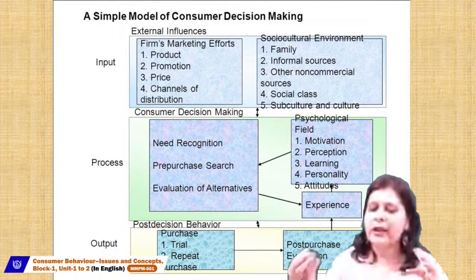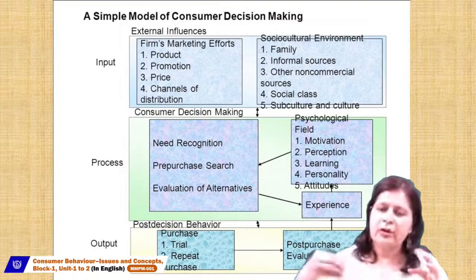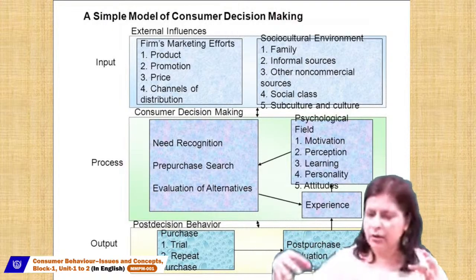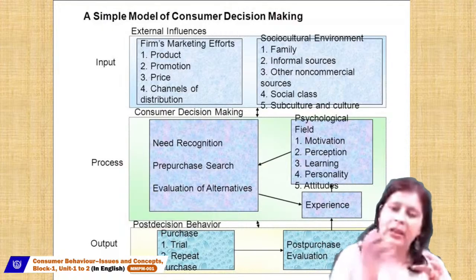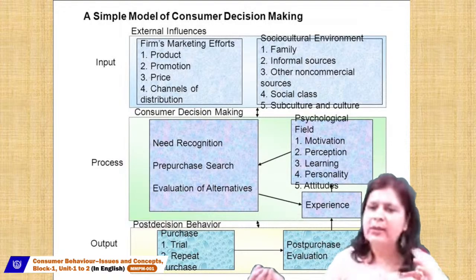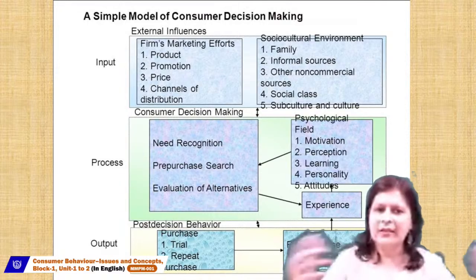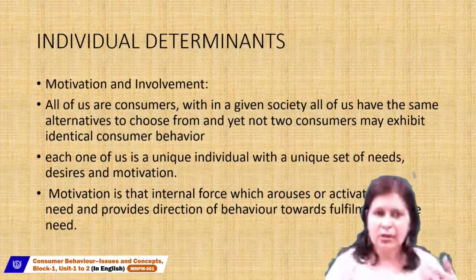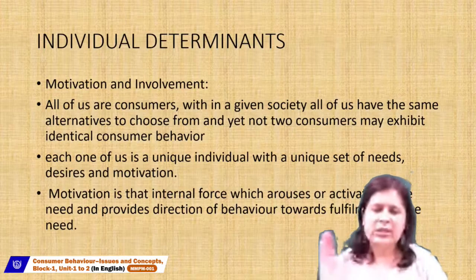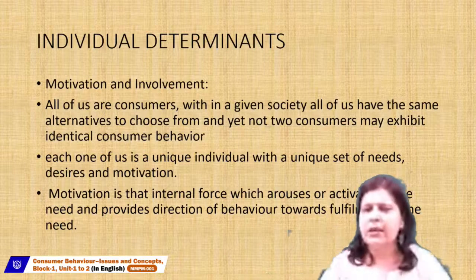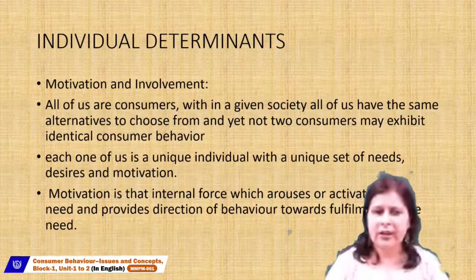They are using it and evaluating whether that product or service has fulfilled their needs or not. That is known as post-purchase evaluation. Or, if they are happy and satisfied with the results, they can repeat the purchase and then evaluate again. This is a simple model of consumer decision making. There are many determinants which play a very important role in decision making, like motivation and environment.